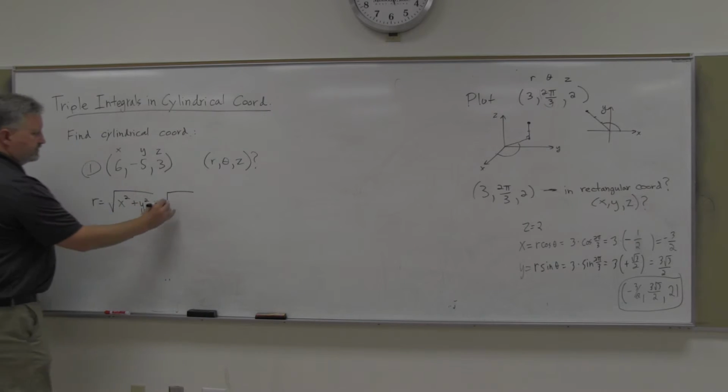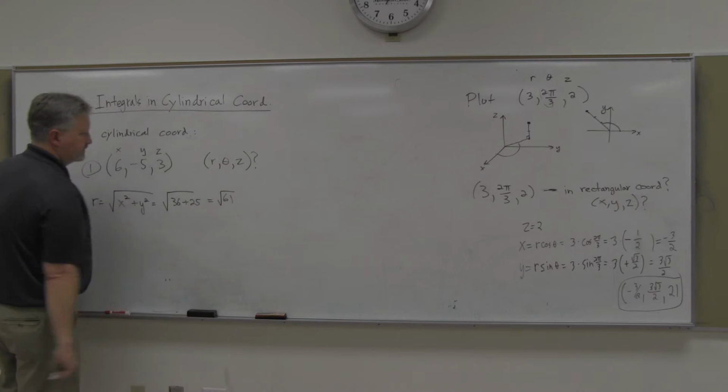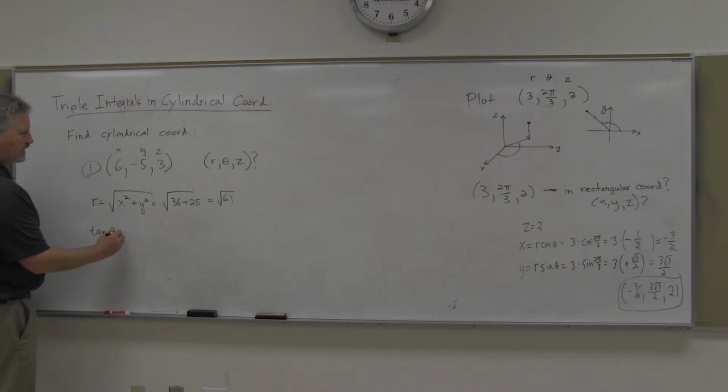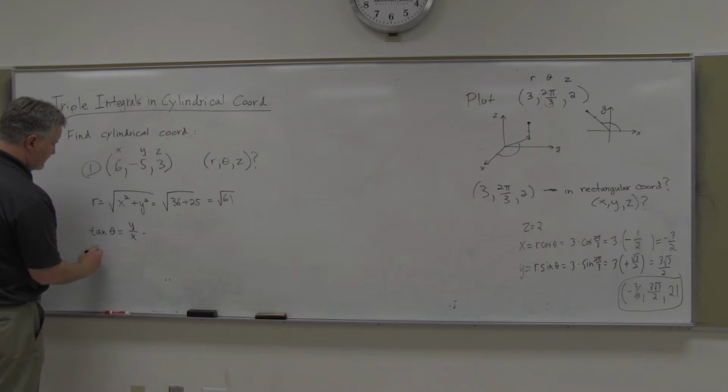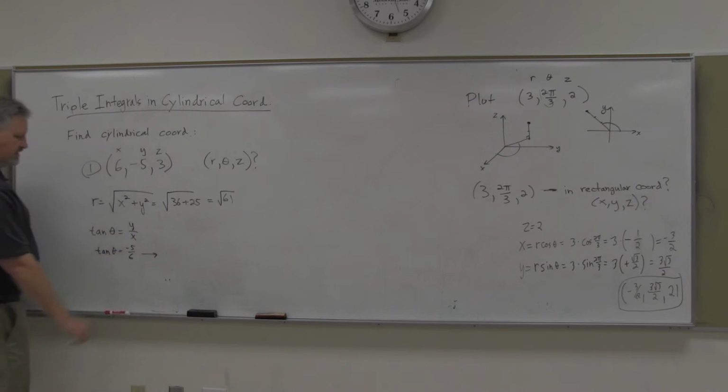So it'd be 36 plus 25, 41? No, 61. Square root of 61. Easy. All right, then for theta, we have tangent of theta equals y over x. Well, that would be tangent of theta equals y, -5 over 6. So easy enough to say, well, theta then, but here's the thing.